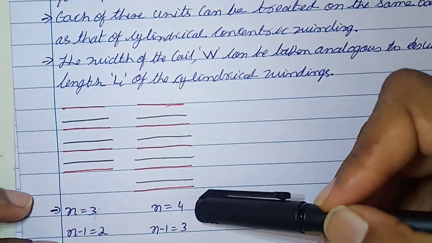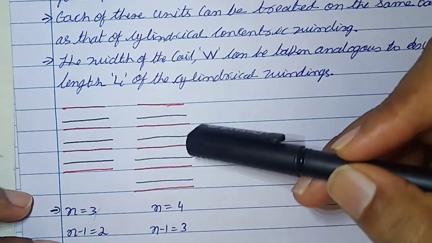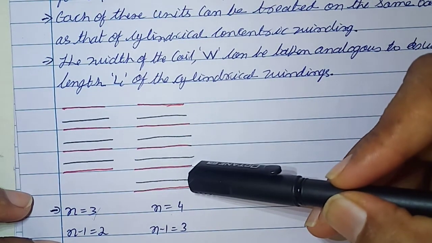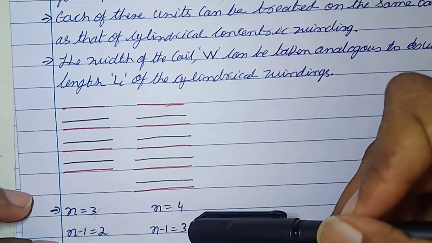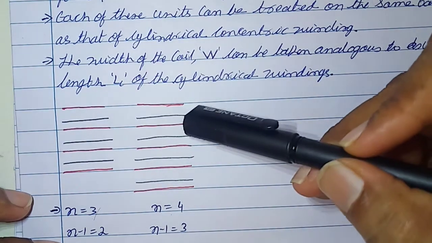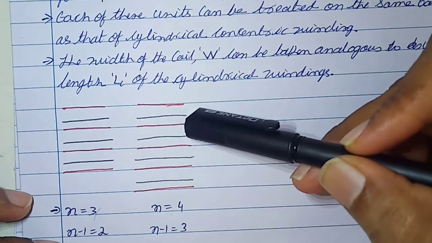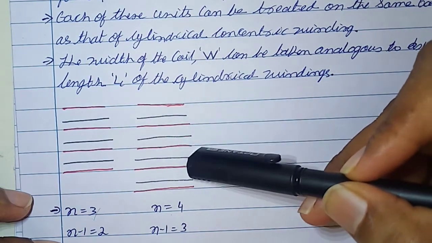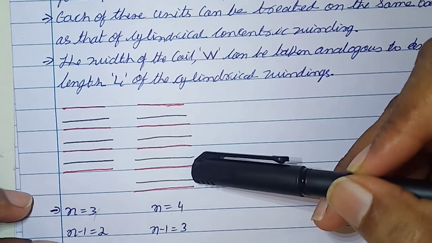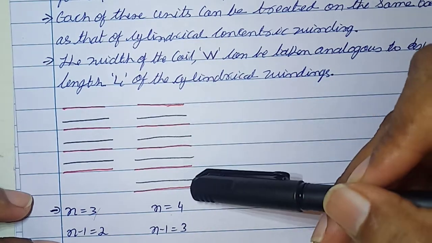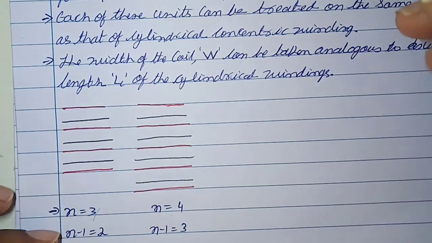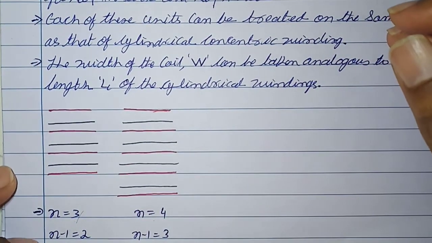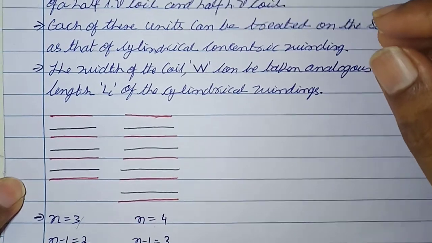Similarly, when n is equal to 4, 1 2 3 4, the black lines represent the HV, so I'll have n minus 1 full LV windings, so 1 2 3. These 3 red lines represent 3 full LV windings, whereas these 2 are half and half. So this is how the arrangement will be.